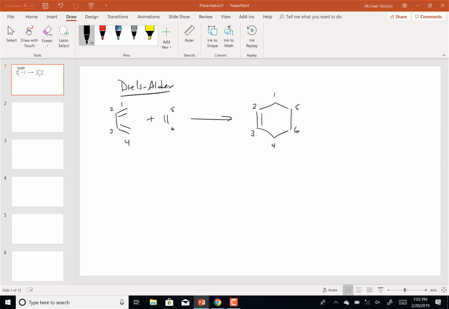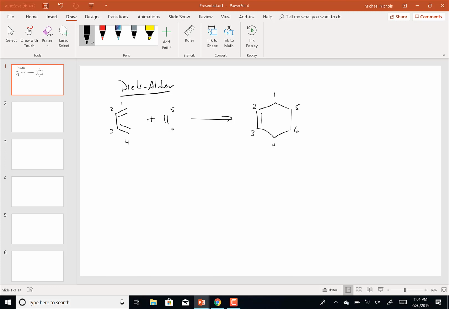Both Otto Diels and Kurt Alder won the Nobel Prize because not only did they form a carbon-carbon bond, they formed 2 in a ring. Pretty much everybody that developed reactions in the late 1800s, early 1900s, that formed carbon-carbon bonds won Nobel Prizes. Alder was Diels' student, I believe, in Germany, and Kurt Alder became one of the early famous American organic chemists, because organic chemistry was up till that point a German discipline.